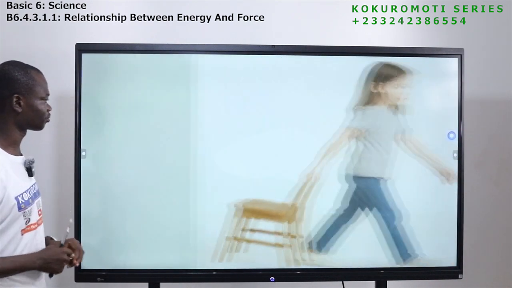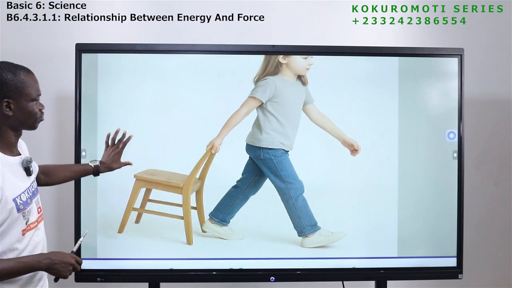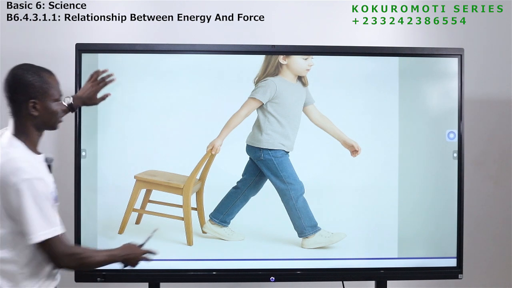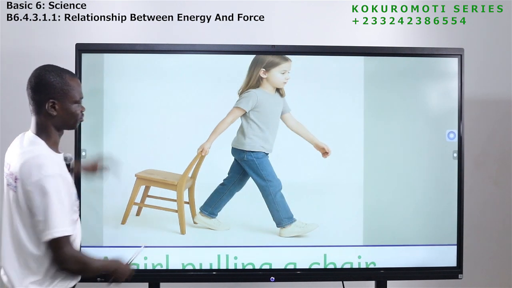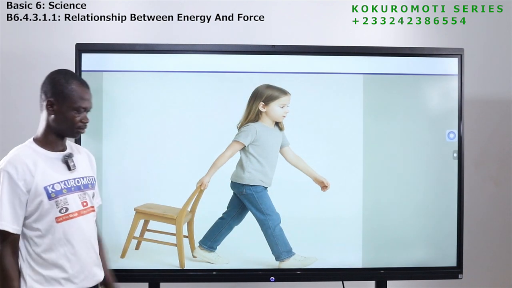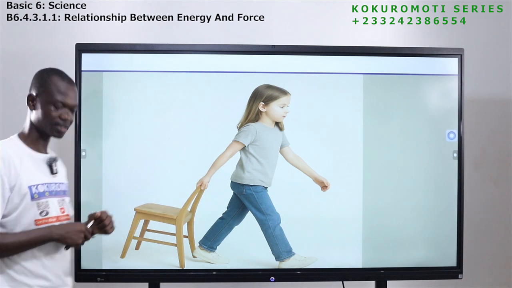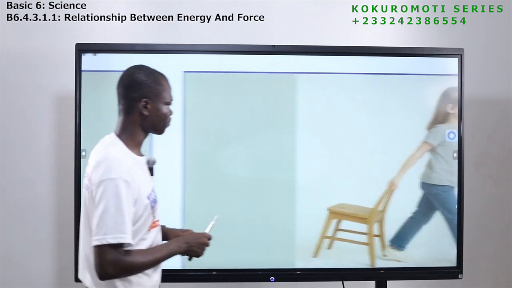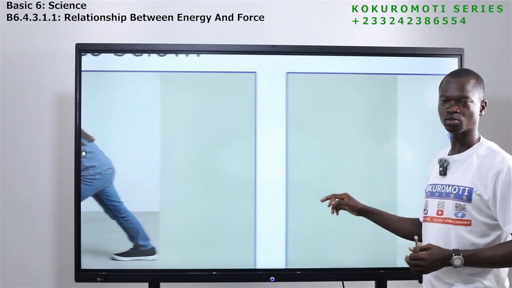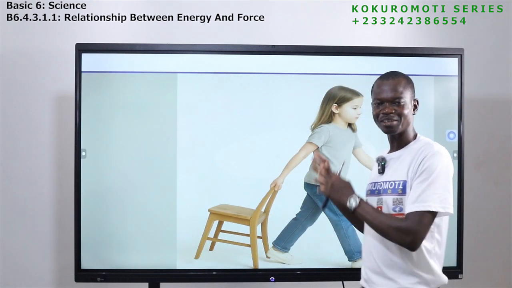Now let's look at the next one. Okay, now tell me what you see here. I can see a chair. I can see a girl. What is the girl doing to the chair? The girl is pulling the chair. So here, in the first picture, the girl is pushing. The second one too, the girl is what? Pulling. So here, what is taking place is force.